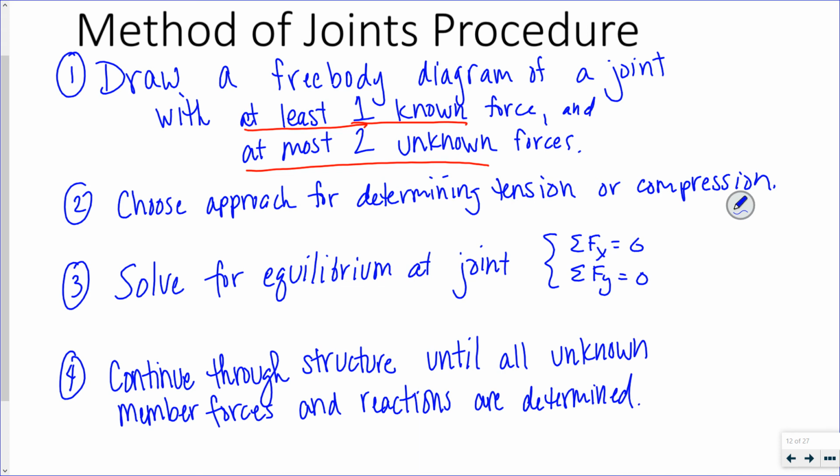Right? Start with one joint, solve for equilibrium, move to another joint, solve for equilibrium. Keep going until you know all the member forces and all the reactions.